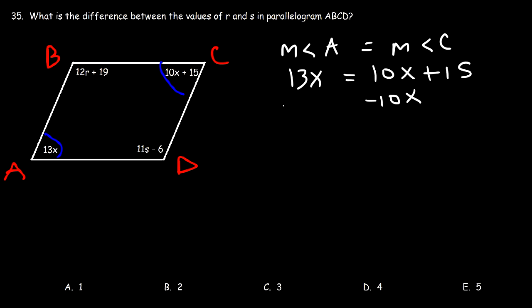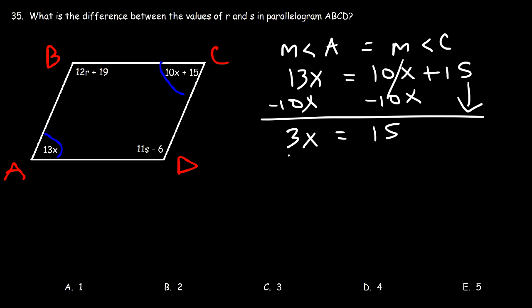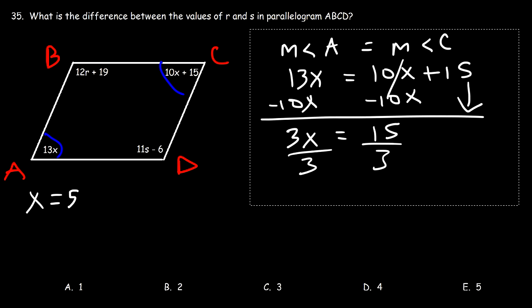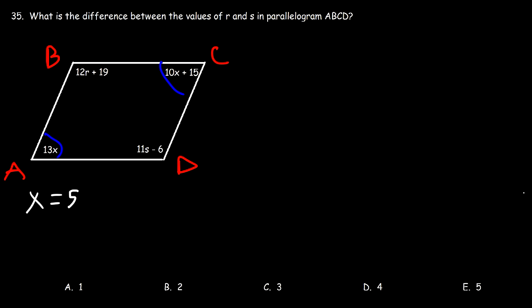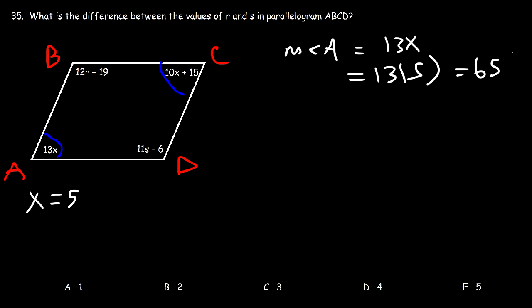Let's subtract both sides by 10x. 13x minus 10x is 3x. So 3x is equal to 15. And if we divide by 3, we can see that x is equal to 5. So now that we have the value of x, we can determine the measure of angle A and C. So the measure of angle A is 13x, which is 13 times 5, and that's 65 degrees. So angle A is 65 degrees, and angle C, which equals angle A, must also be 65.